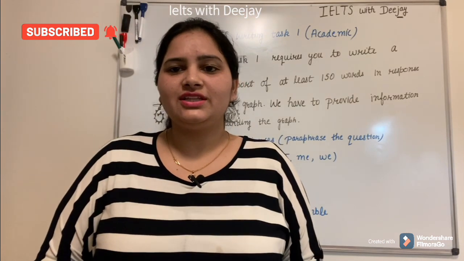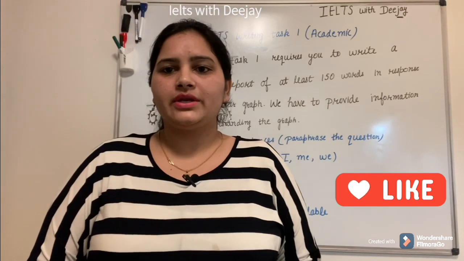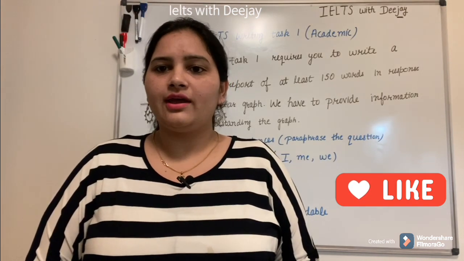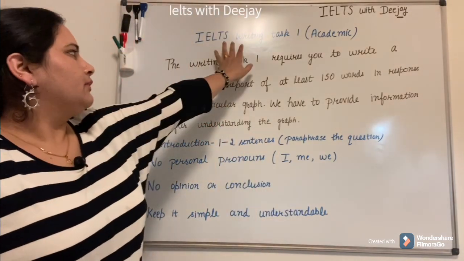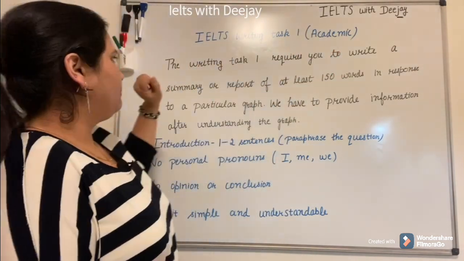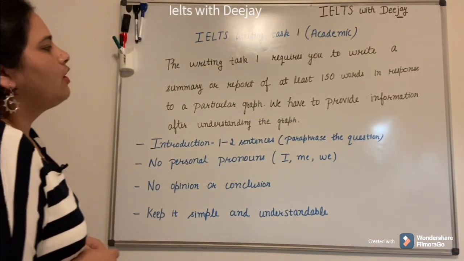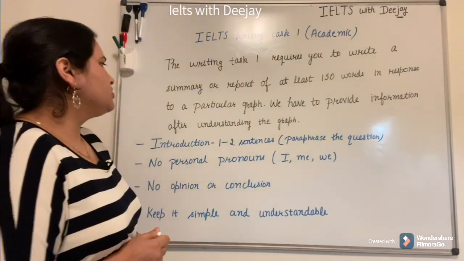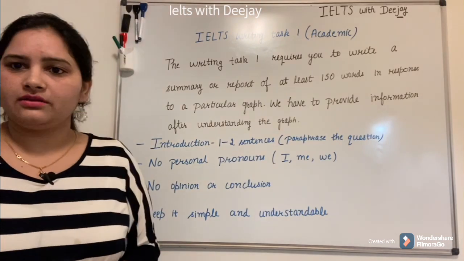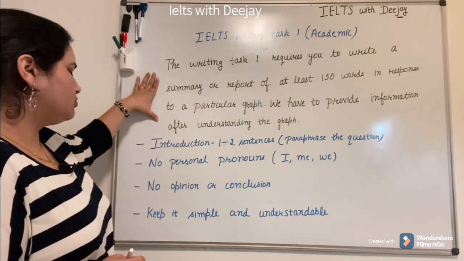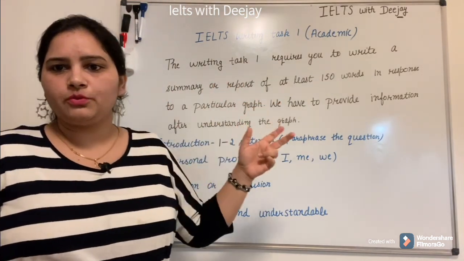My name is Diljit and in today's video we will discuss academic writing task 1. The writing task 2 and general writing task 1 have been discussed in the last videos, and today we will focus on writing task 1 of academic. In this, the writing task 1 requires you to write a summary or report of at least 150 words in response to a particular graph. We have to provide information after understanding the graph. This is what we have to do. It's a kind of summary completion, or we can say we have to write a report.